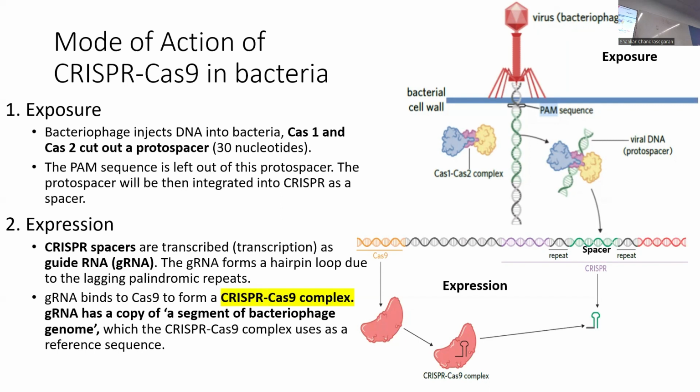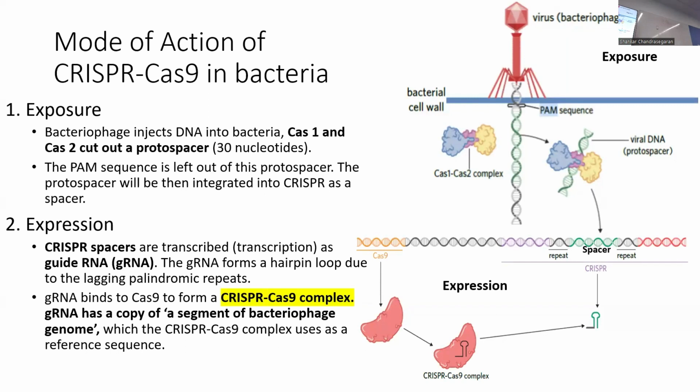This is an important thing to note. The PAM is a recognition site, but it's intentionally left out from the spacer when the cut is being made. So Cas1 and Cas2 will make sure that they cut the sequence, leaving out the PAM sequence, when it is being exposed to the bacteriophage. Once that's happened, the spacer will be integrated into CRISPR and things will be normal again.